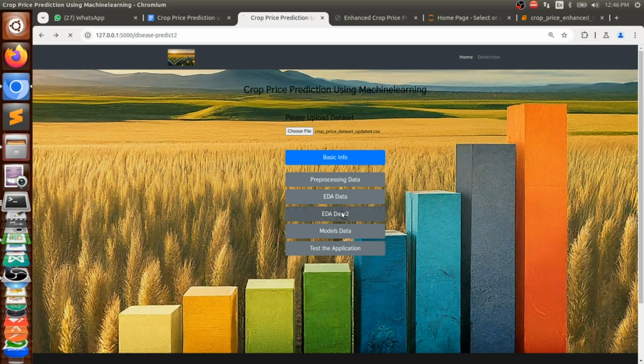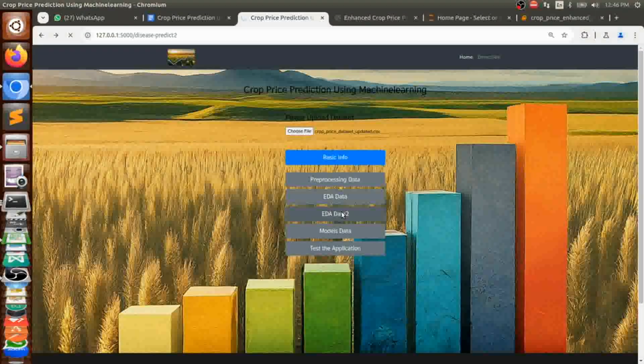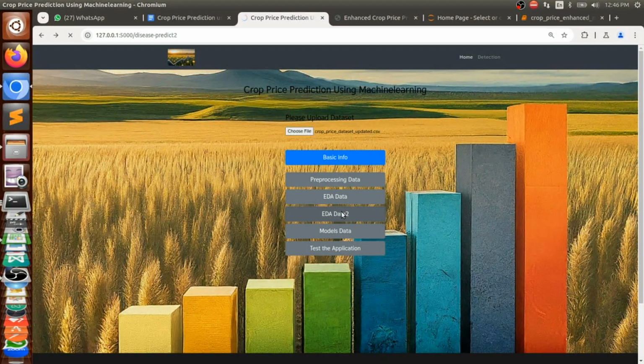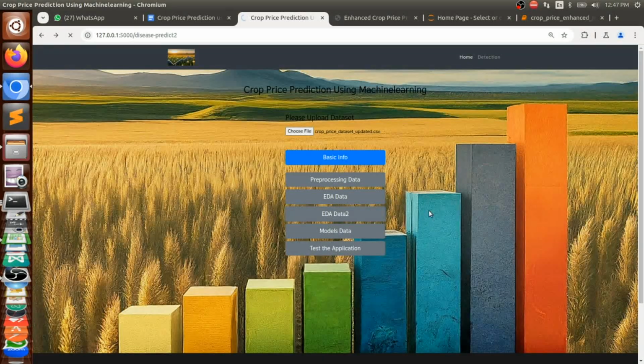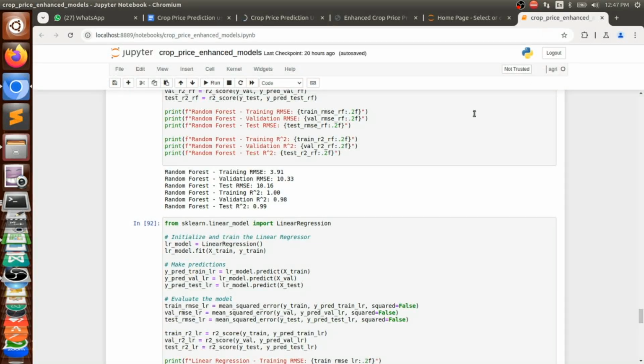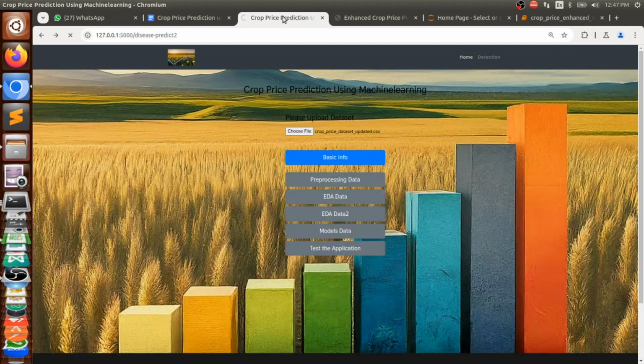You can also see the EDA data, which has some graphs like violin plots and other graphs. Our model building will take a little more time because of the data we have. We are trying to display 3 models here, but in the backend, as I showed you, I built multiple models.